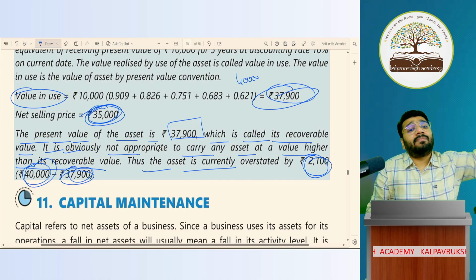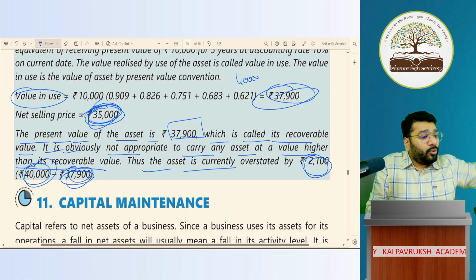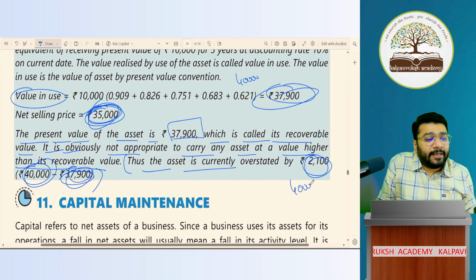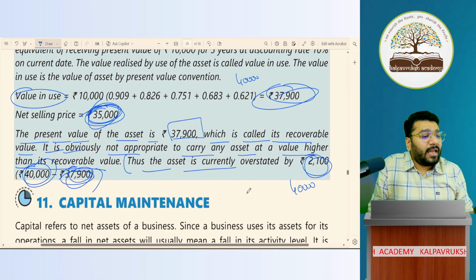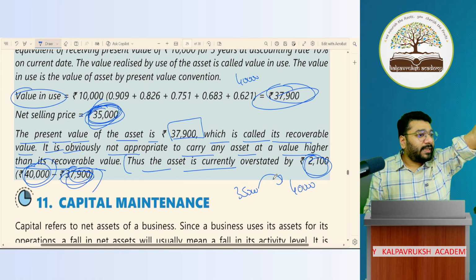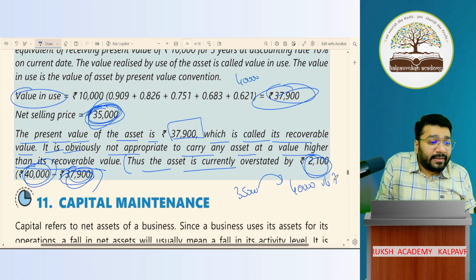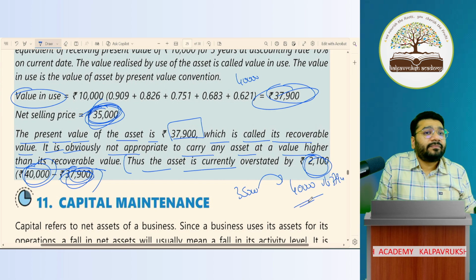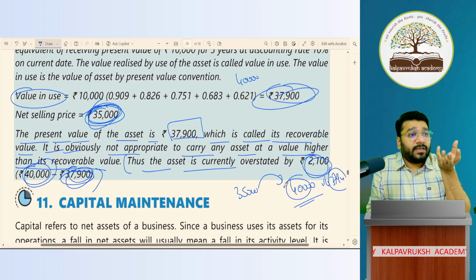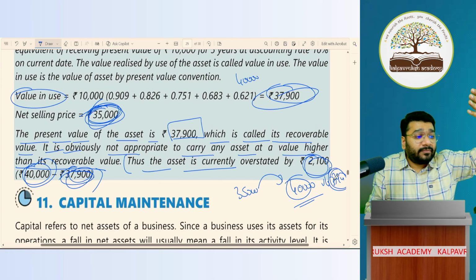But what is the best method to show? Should I show at 37,900 or should I show at 35,000? See, even the conclusion they give is unnecessary, because my current value of the asset is 40,000, the historical cost. If I go and sell it, how much will it come to? 35,000. So how much is actually overstated? 5,000 is overstated. They could have stopped there. But what he's comparing 40,000 with is 37,900. So if I take this value, currently it is 40,000, but actually how much should it be? 37,900. So how much is it overstated at present?